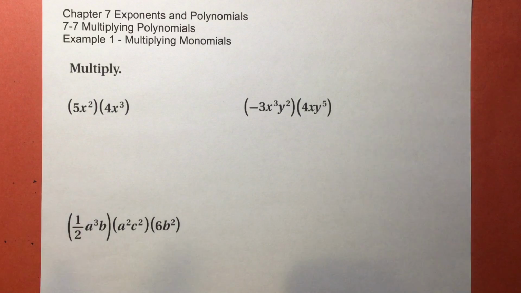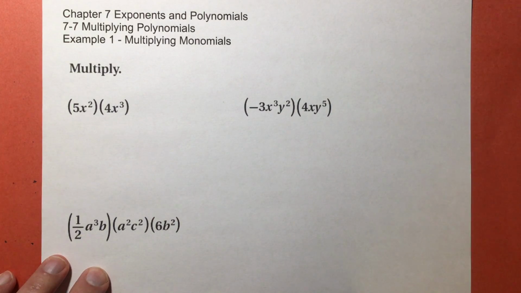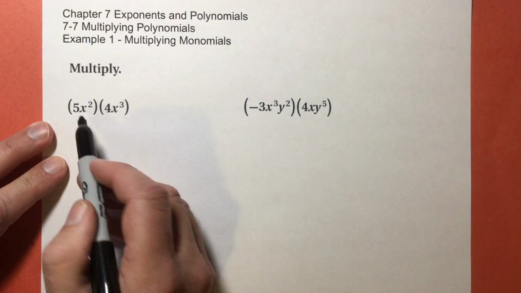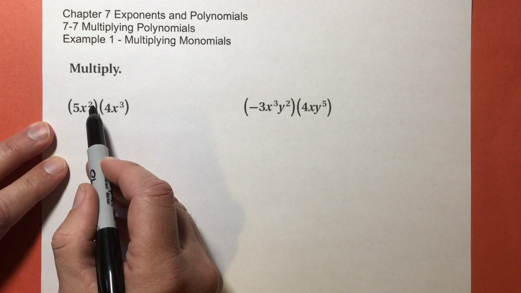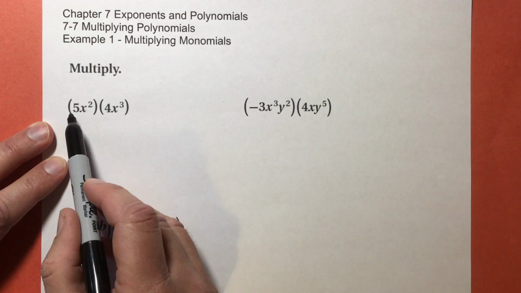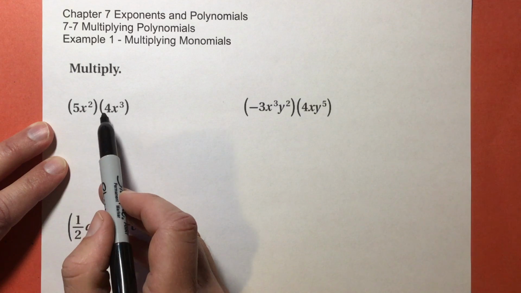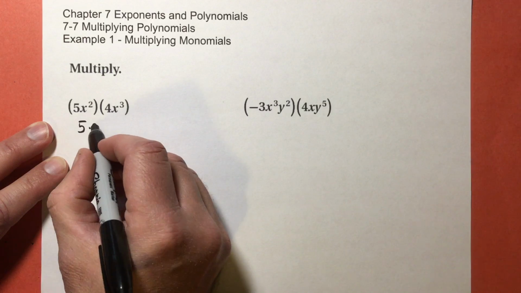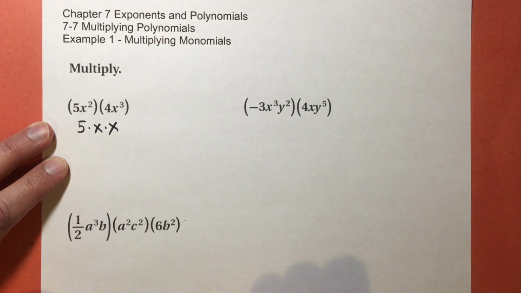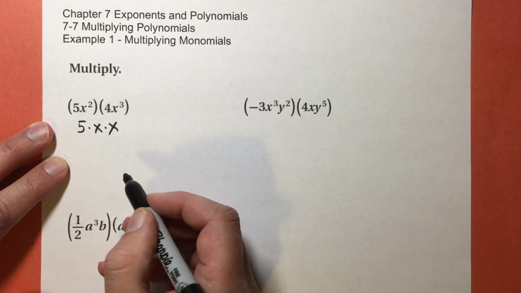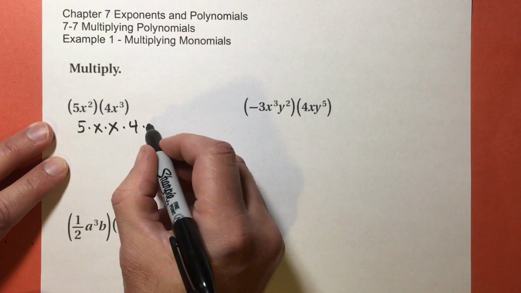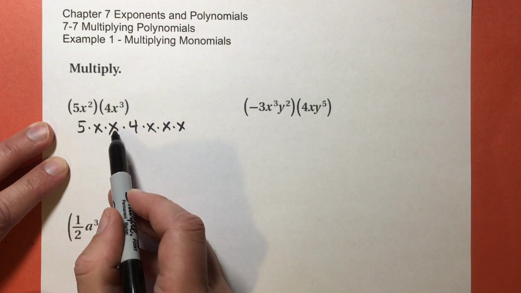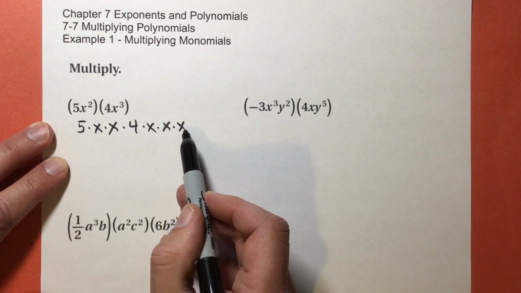So how does that apply to anything that's happening here? Well, we have to understand what this actually means, right? 5x to the second power, and these parentheses mean multiply. This is a monomial times a monomial, multiplied by 4x to the third power. That actually means 5 times x times x. That's the 5x squared. Times 4 times x times x times x. That's 5x to the second power times 4x to the third power.